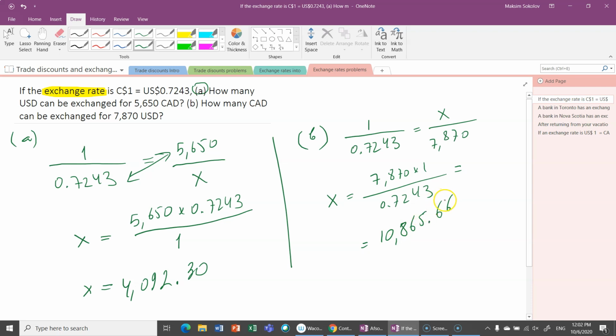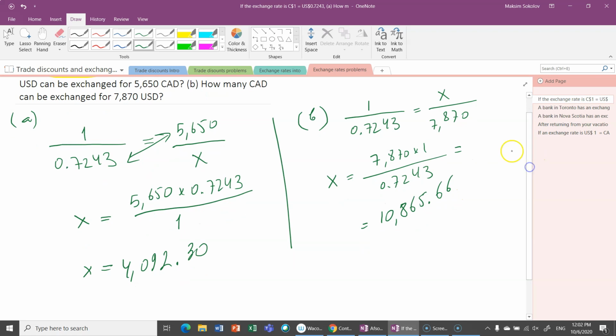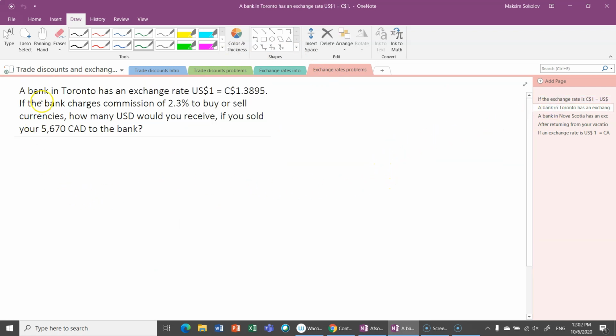So this problem just shows a simple conversion of the rate when we only have exchange rate. Let's now check another problem. A bank in Toronto has an exchange rate: 1 USD is 1.3895 Canadian dollars. If the bank charges commission, you see, we now have commission, 2.3% to buy or sell currencies, how many USD would you receive if you sold your 5,670 Canadian to the bank?